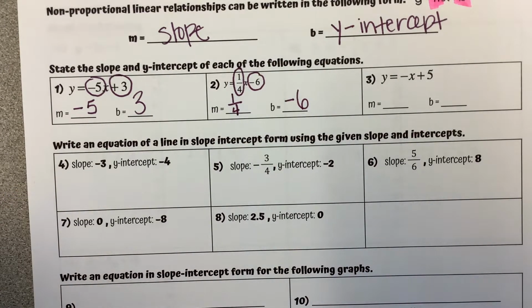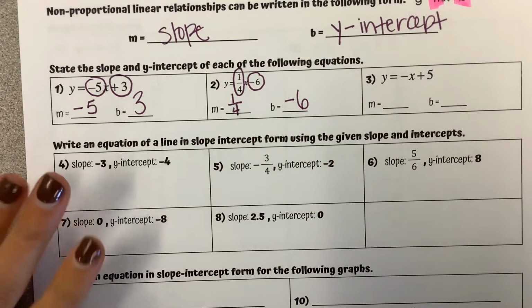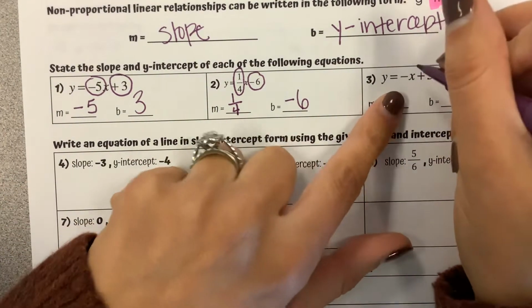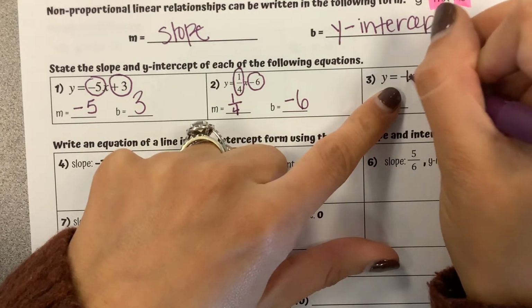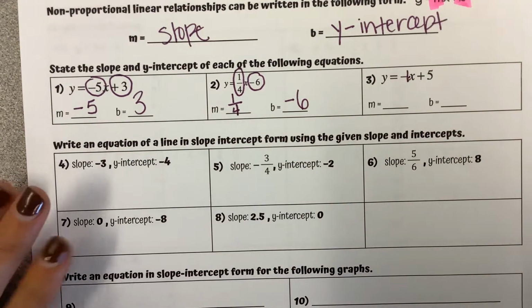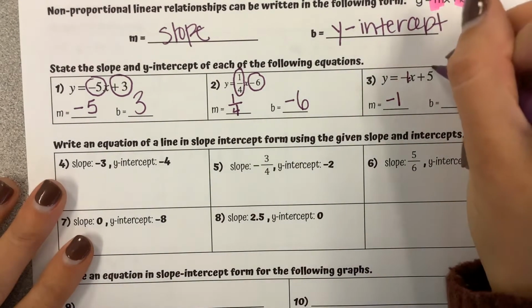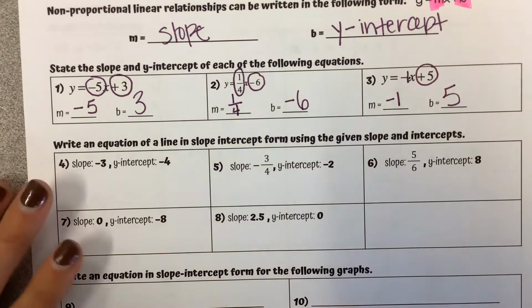Number 3, y equals negative x plus 5. Well, our slope isn't negative x. Technically, negative x means negative 1 times x, or negative 1x. So our slope is negative 1, and the constant that's being added is 5.